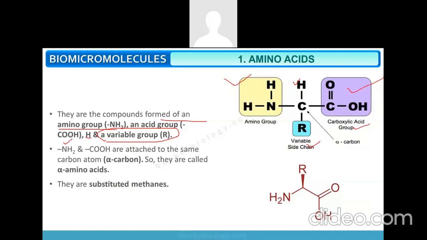NH2 and COOH, that is the amine group and the carboxylic acid group, are attached to the same carbon atom. That is, there is a single carbon atom, and it is called an alpha carbon. Since both the amine group and the carboxylic acid group are attached to one carbon, and they decide what this carbon has to be changed or substituted into, hence it is called the alpha carbon.